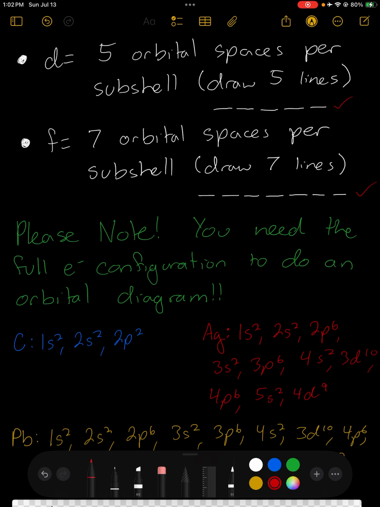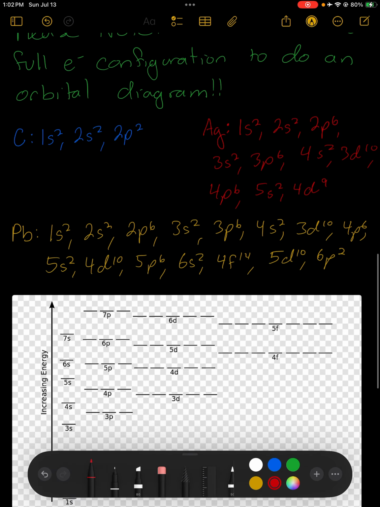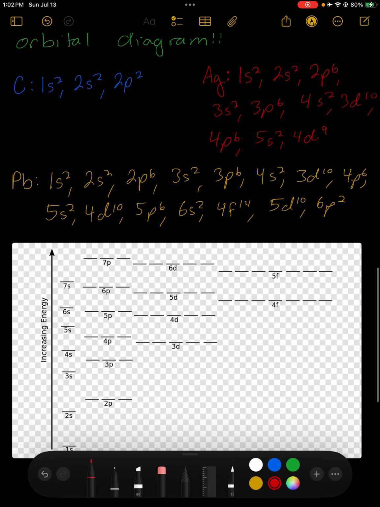And in green down here is a very important piece of information. To do an orbital diagram, you need to have the full electron configuration to do it properly. If you don't have the full electron configuration, you can't do the orbital diagram. All right, so I've given you a few different examples of atoms and electron configurations so that we can practice.